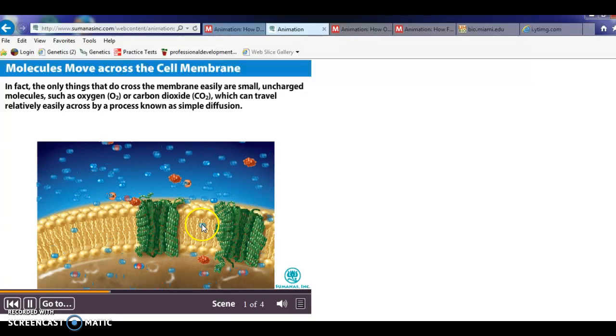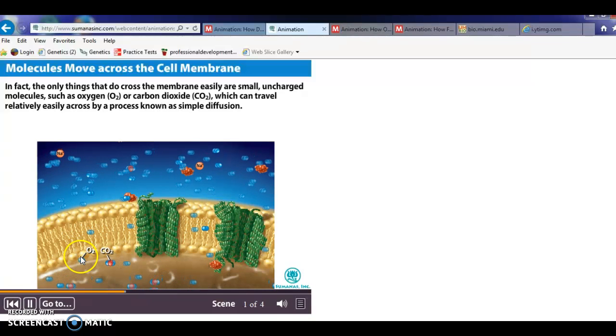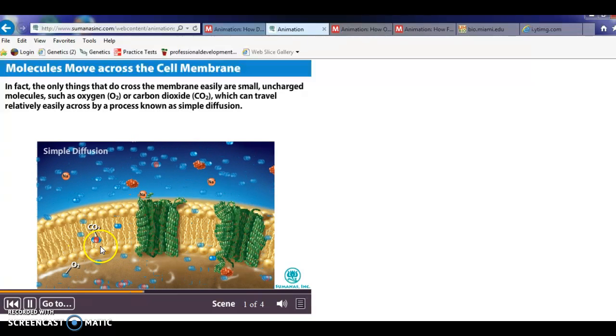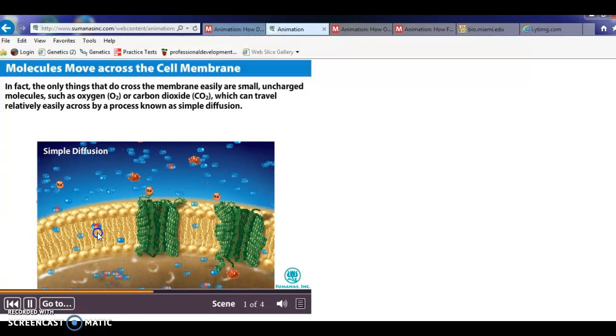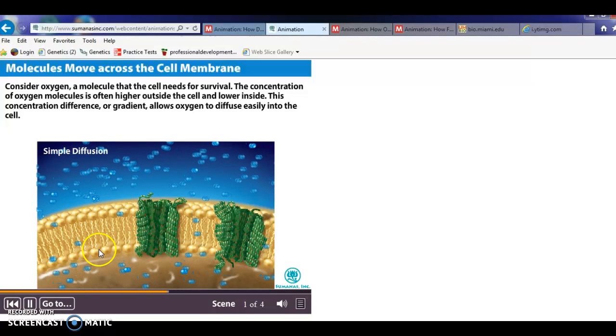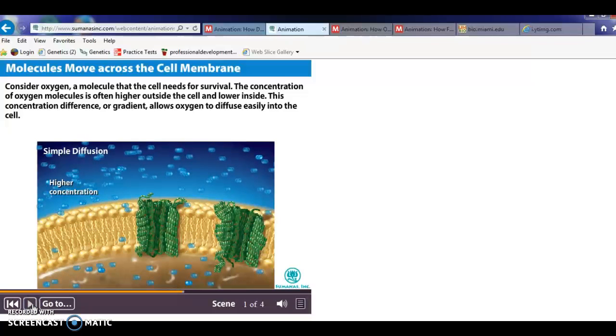But look at this molecule. It actually identifies it as oxygen, something very small. Here's CO2. Can that get through? According to this diagram, it's small, and it gets through via squeezing between these phospholipids. There are chemical properties that take place because of this. In order to actually get across the membrane, you have to be small and you have to be nonpolar. Those are the two requirements to go through what is called simple diffusion.